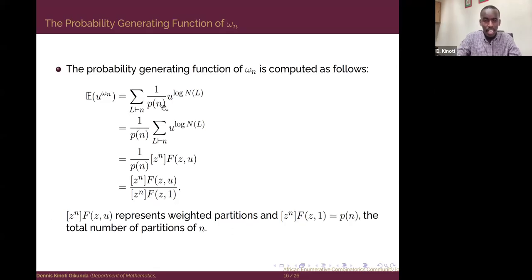So this is the argument behind the example. And now our aim is to look at the distribution of omega n. Once you have the probability generating function, or this particular expectation, around u equal to 1, we get the distribution which is of interest to us. If you differentiate it once around u equal to 1, that gives you the mean. After differentiating twice, around u equal to 1, you get the variance.